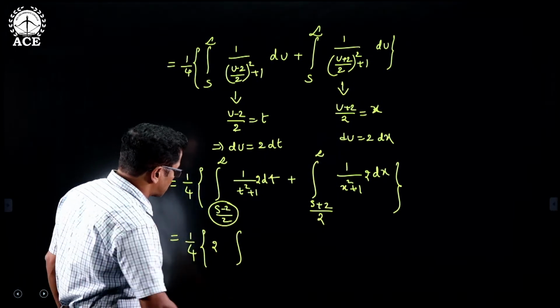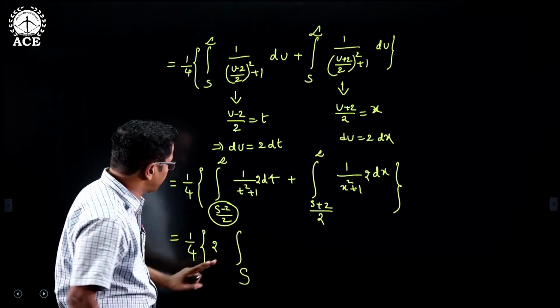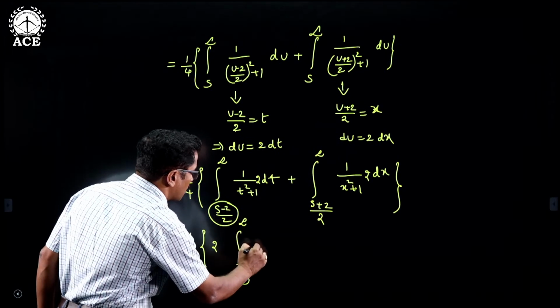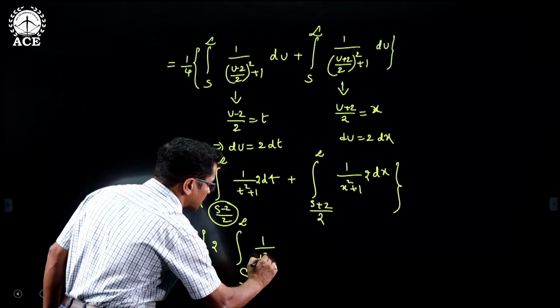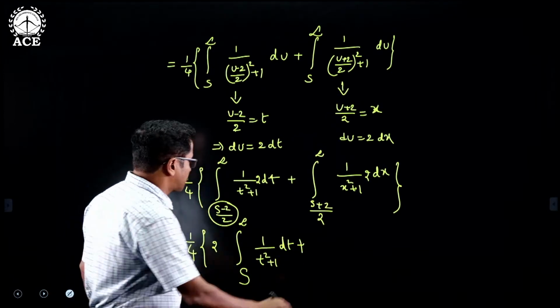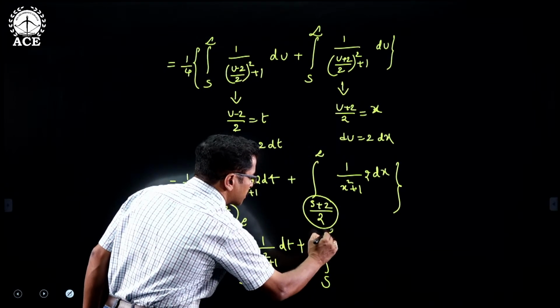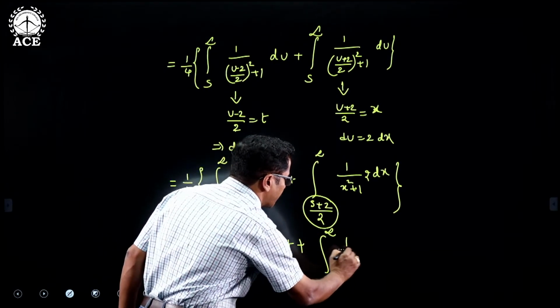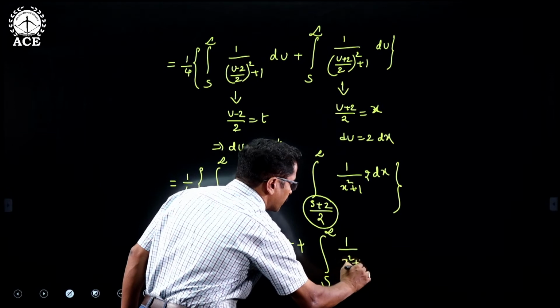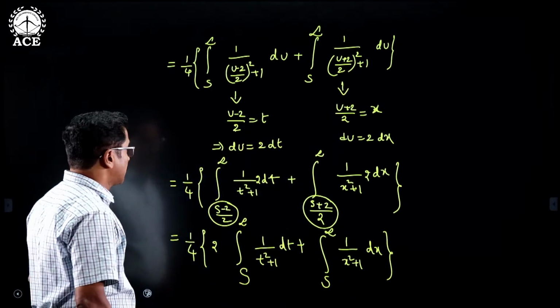It is a function of s, no? So I used to write by s. It is a function of s, so I am writing it as integration from s to infinite 1 by t square plus 1 into dt plus, even this also I am taking as a function of s. So integration from s to infinite 1 by x square plus 1 dx.